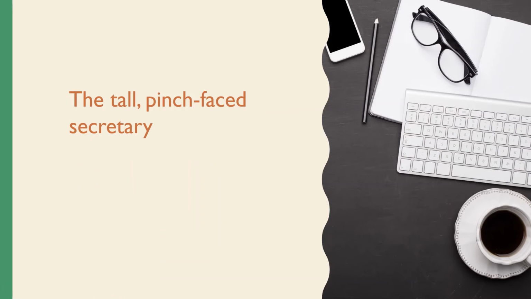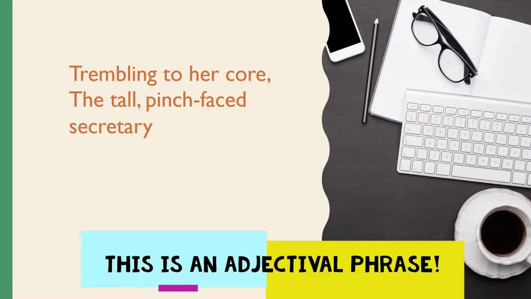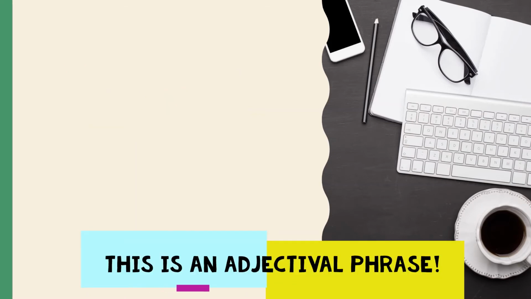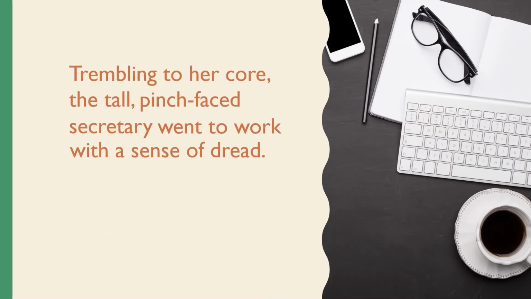Not only could we add an adjective in front of the tall, pinch-faced secretary to show that she is trembling, we could also turn that adjective from a word into a phrase. Trembling to her core is what we call an adjectival phrase. This then is our new sentence, a big improvement on the first one, because not only does it not begin with the subject, it also begins with an adjectival phrase, which is a lot more descriptive. And remember that we must separate the phrases with a comma.